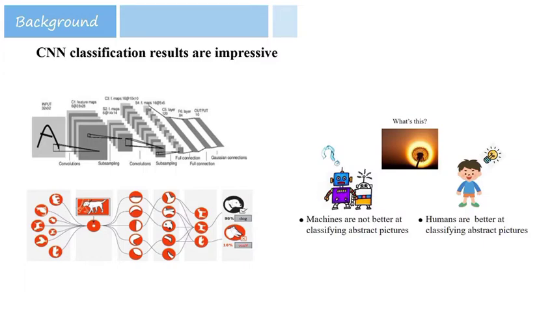For example, in a large-scale dataset called QuickDraw released by Google, there are many abstract hand-drawn pictures that are difficult for machines to distinguish. But humans have a good ability to distinguish such pictures.